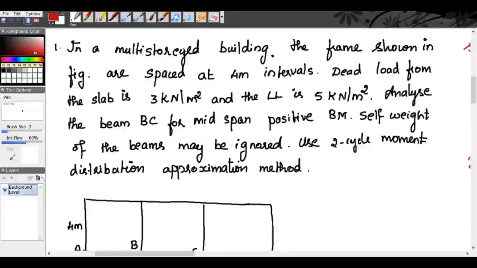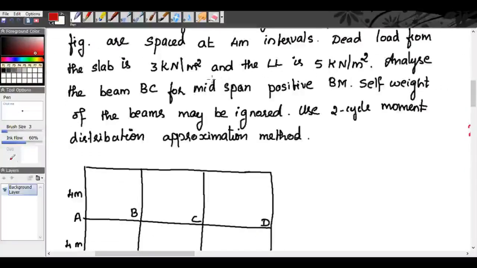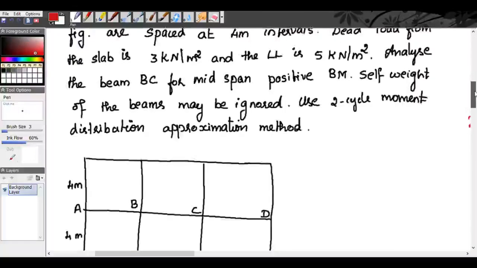So the given problem is: in a multi-storied building, the frames shown in the figure are spaced at 4-meter intervals. Dead load from the slab is 3 kilonewton per meter square and the live load is 5 kilonewton per meter square. Analyze the beam BC for midspan positive bending moment. Self-weight of the beams may be ignored. Use the two-cycle moment distribution approximation method.